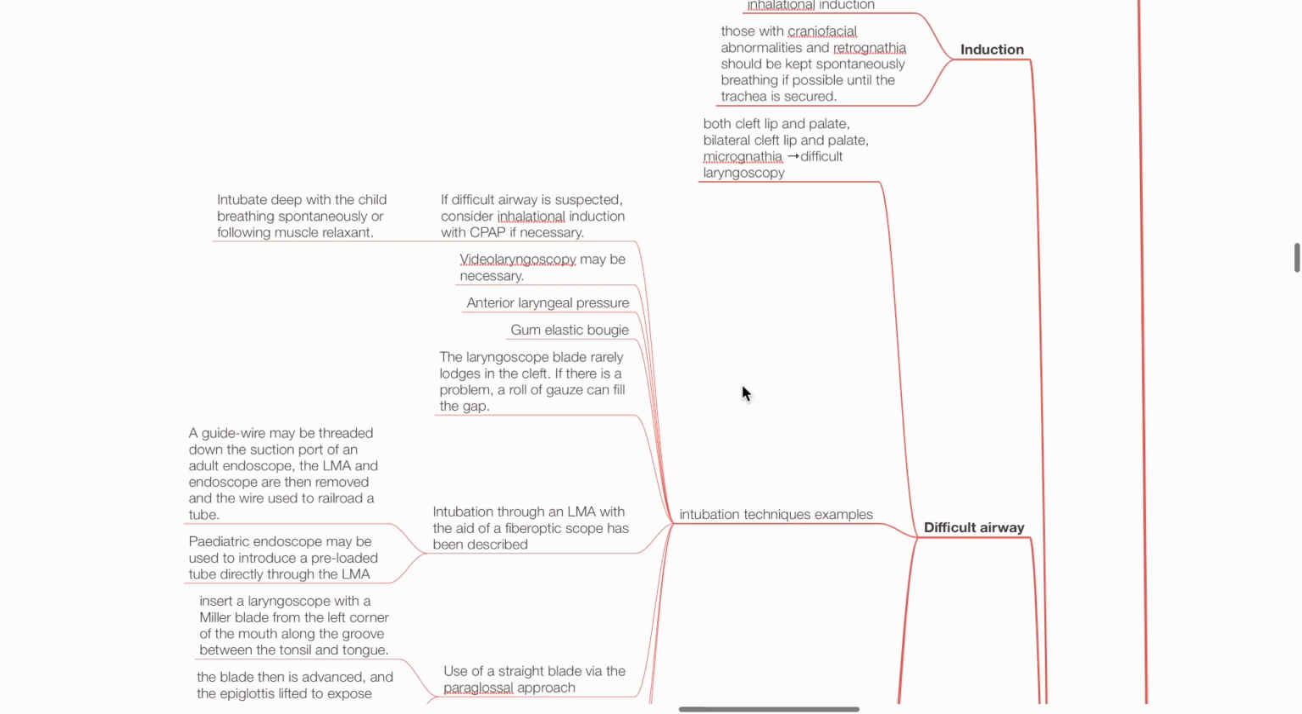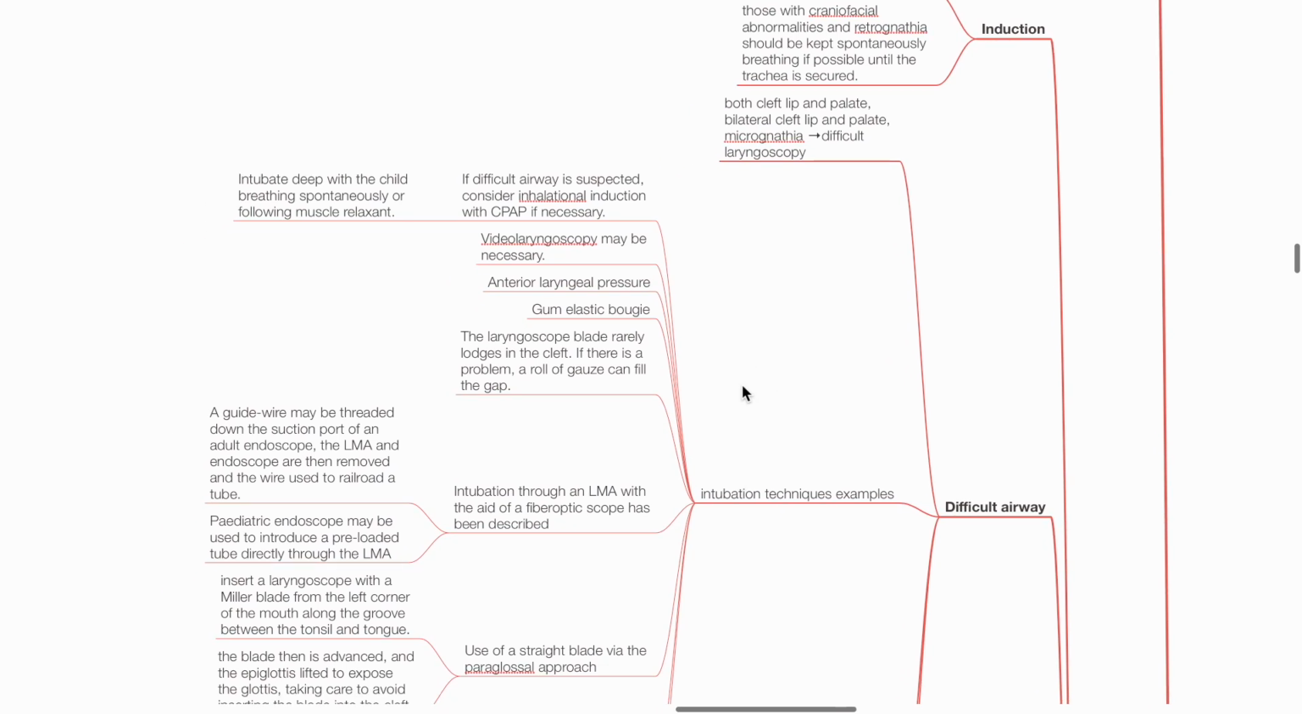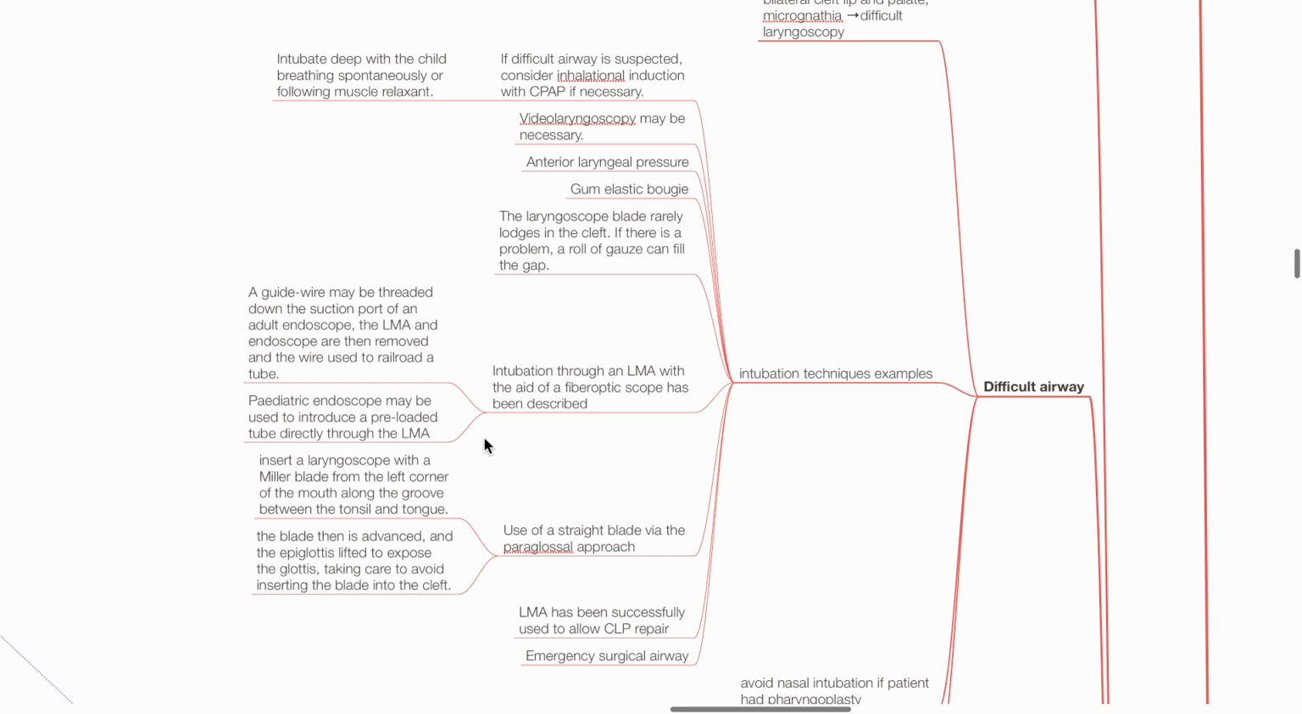Techniques that facilitate intubation include inhalational induction and CPAP, and intubating the child when the child is in deep anesthesia, when the child is breathing spontaneously, or following muscle relaxant. A video laryngoscope may be necessary. Anterior laryngeal pressure and use of a gum elastic bougie may be helpful. The laryngoscope blade rarely lodges in the cleft. If this is a problem, a roll of gauze can fill the gap.